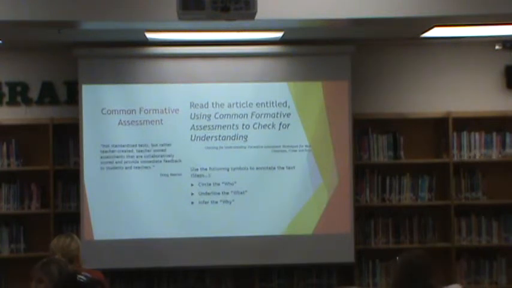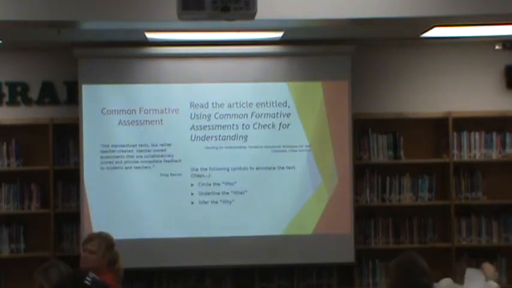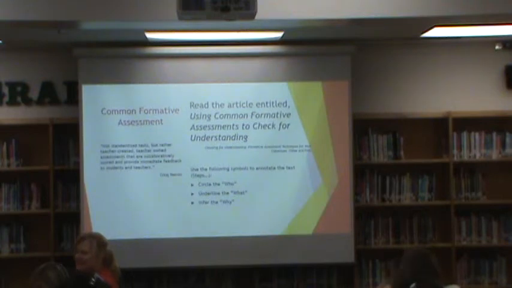I know we hear it all the time, but we don't really talk about what it actually means. What does that mean? Oh, I was talking to Roland about that. How would you define or describe common assessments?